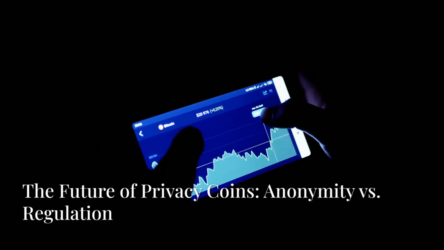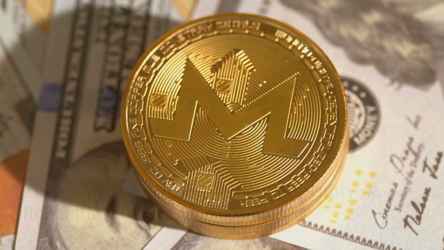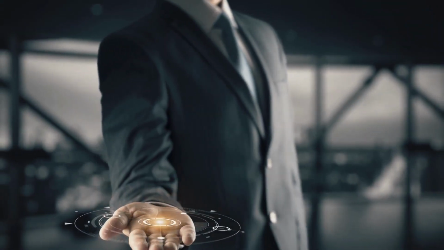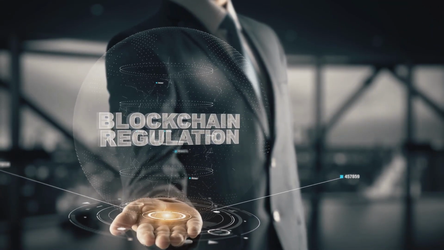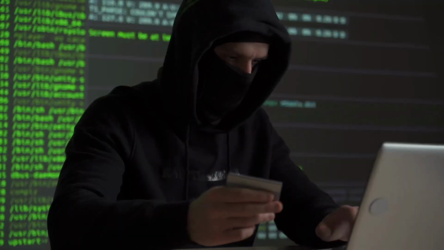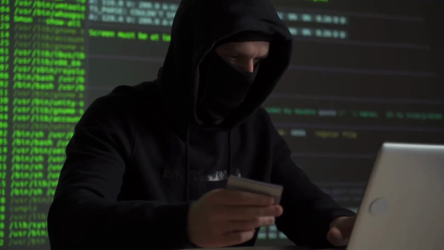Want to keep your crypto moves a secret? Privacy coins like Monero are your cloak of invisibility, but regulators are sniffing around. Let's dive into the future of privacy coins. Anonymity versus the law. It's like a crypto spy thriller, but with more blockchain.